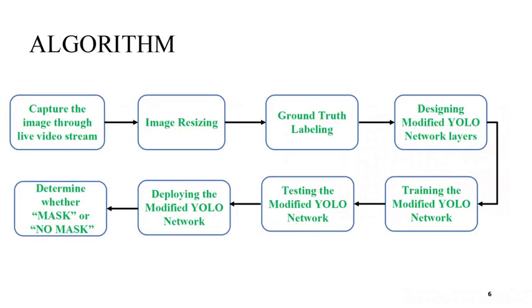The algorithm of modified YOLO consists of these steps. First, capture the image through live video streaming, then resize the image, do ground truth labeling, design the modified YOLO network layers, train the modified YOLO network, test the network, and deploy the modified YOLO network to determine whether a person is wearing a mask or not.